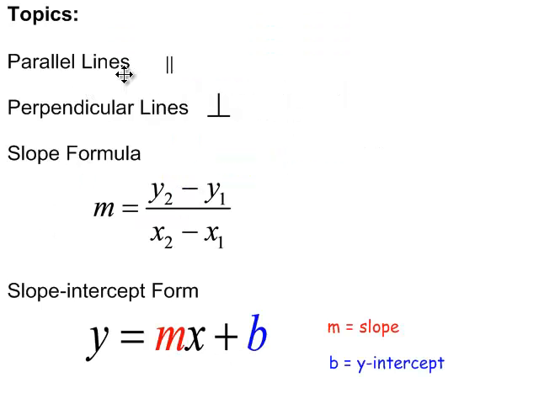So, this is our notation. Two lines straight up and down would indicate that lines are parallel. This upside down T would indicate that lines are perpendicular. We're going to need the slope formula from before, and we're going to need to know the slope-intercept form of an equation, where m is the slope and b is the y-intercept.